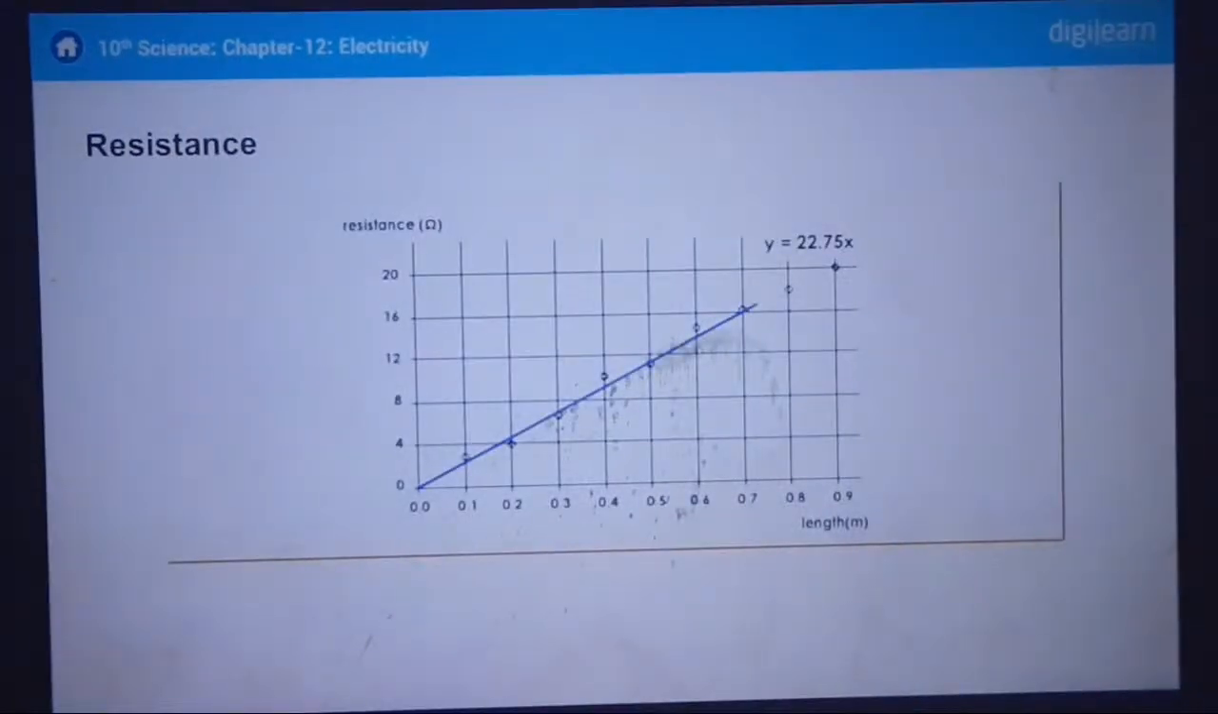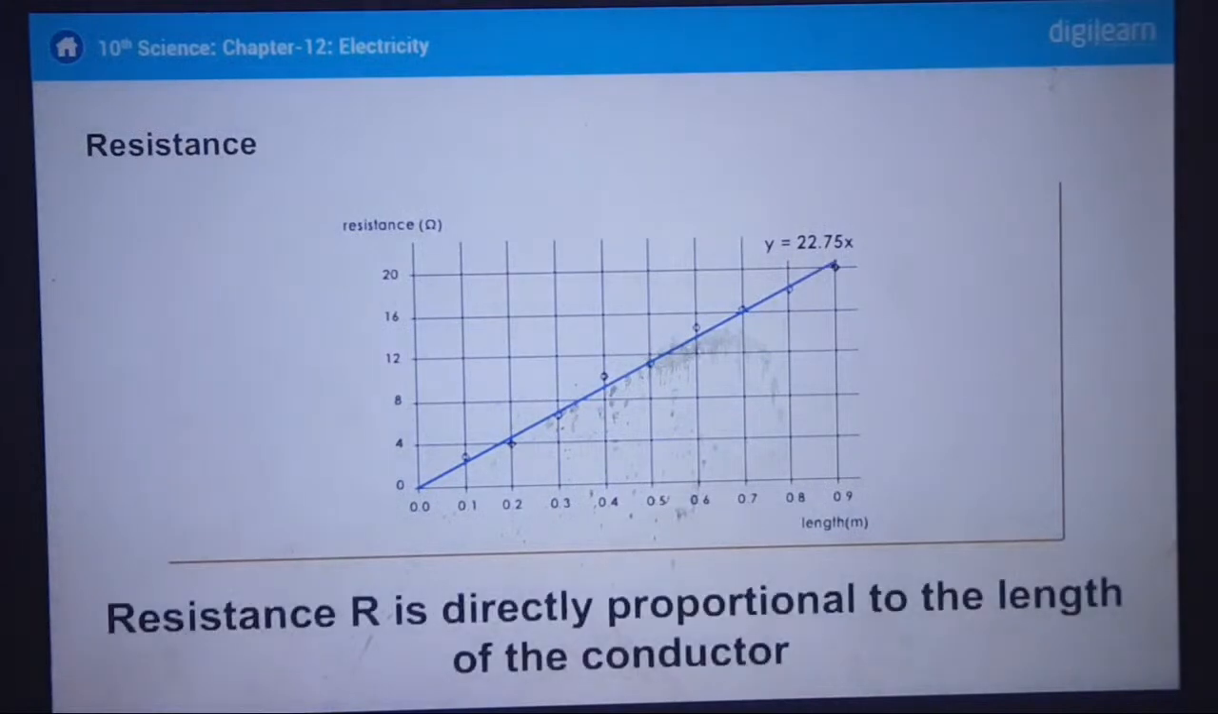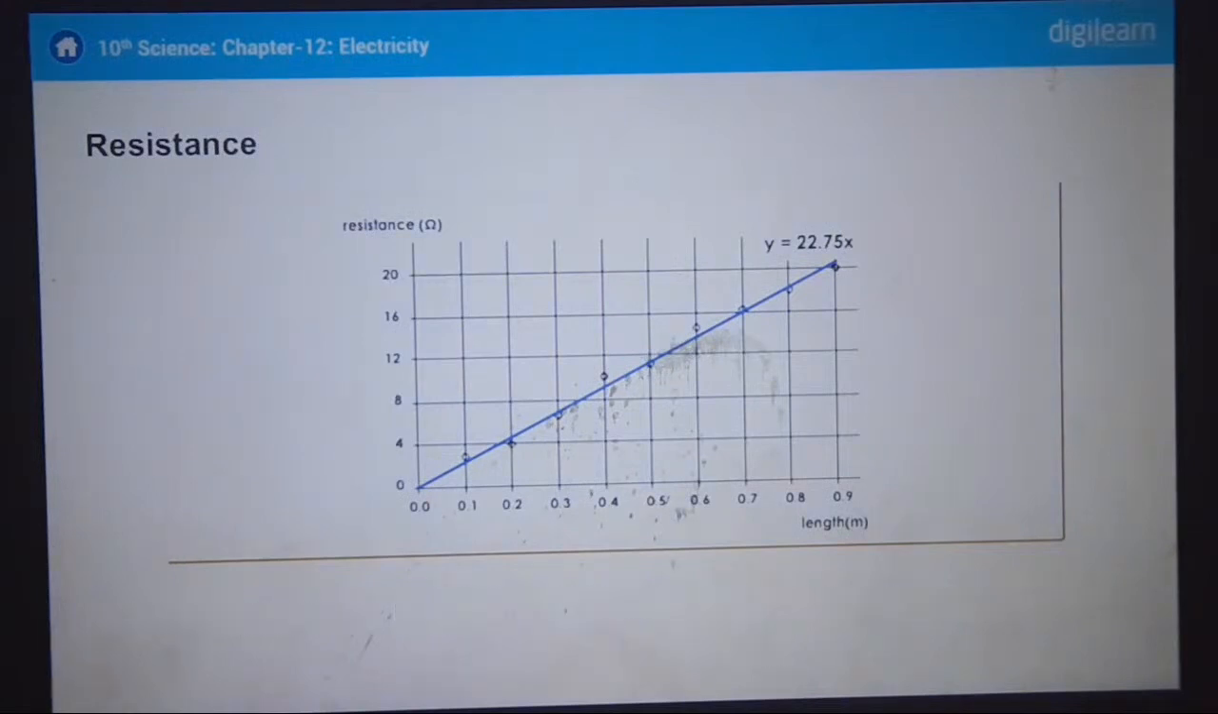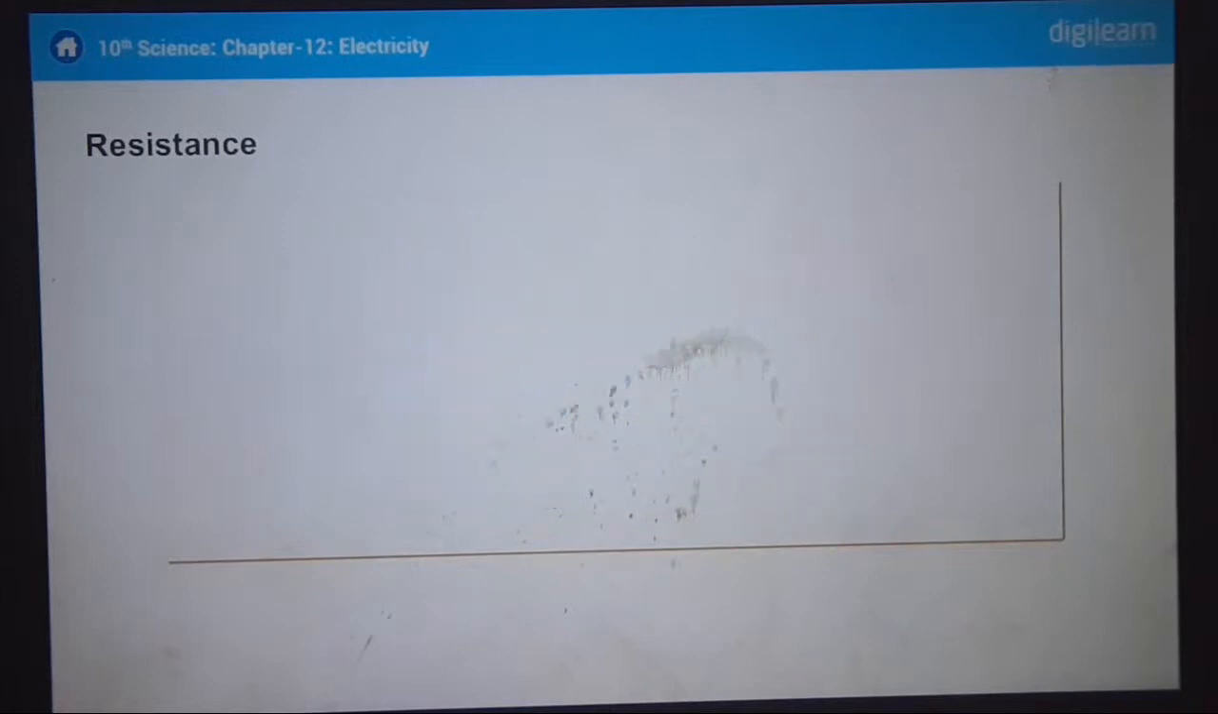Length of conductor. Resistance R is directly proportional to the length of the conductor. This means resistance increases with increase in length of the conductor. This is the cause that long electric wires create more resistance to the electric current. Thus, resistance R is proportional to the length of the conductor L, or R ∝ L. Equation 1.